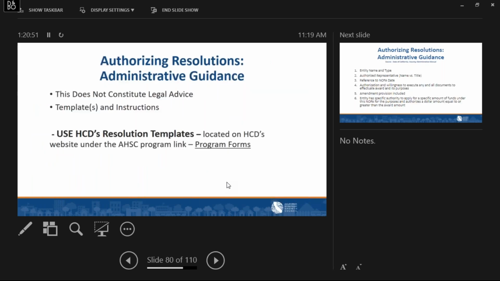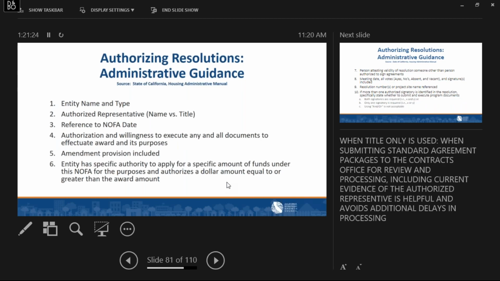Our authorizing resolutions is often a common point where we see a couple of discrepancies among awarded projects. So there is a template posted on the HCD website. Within that template there are a number of different necessary measures that need to be included. So while your project does not need to use the HCD template, it must include all of the same aspects of the HCD template authorizing resolution.